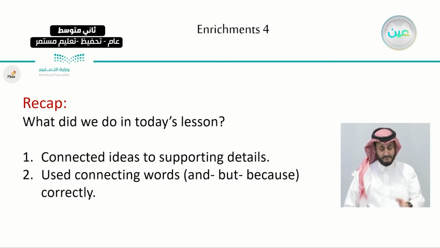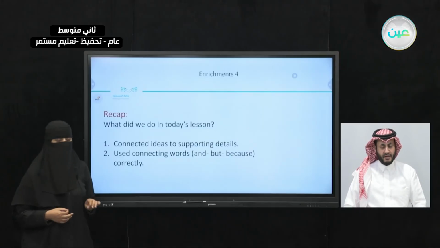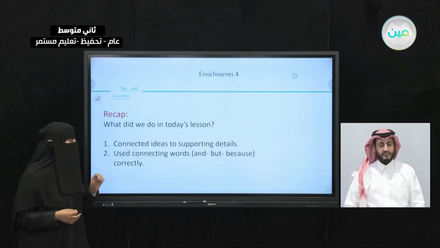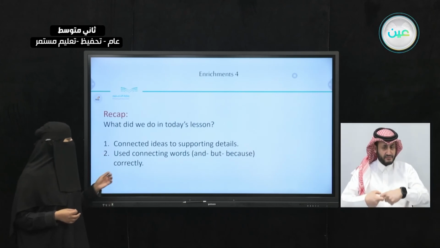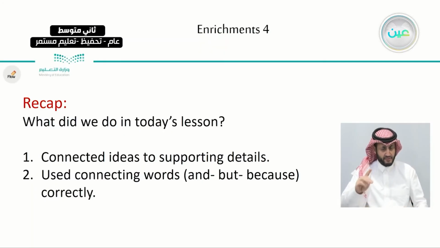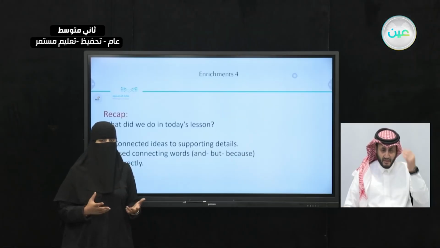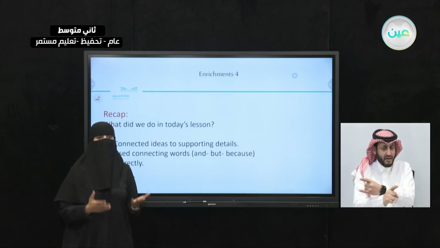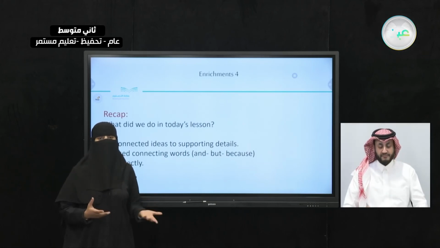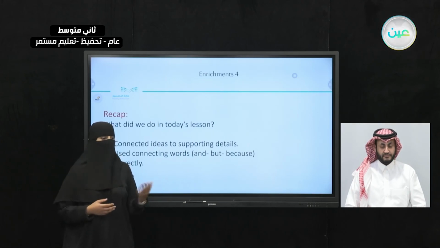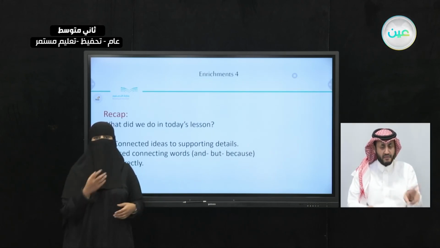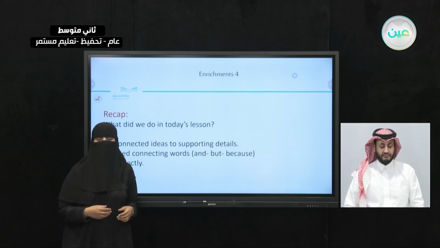Now, what did we do in this lesson? We connected ideas to supporting details, and we used connecting words and, but, and because correctly. Now, I want you to think, when are we going to use the word and? You're using the word and for similar words or similar ideas. Basketball and football, apples and oranges. So these are kinds of fruits. So similar ideas, similar words, we are using the word and to connect it.